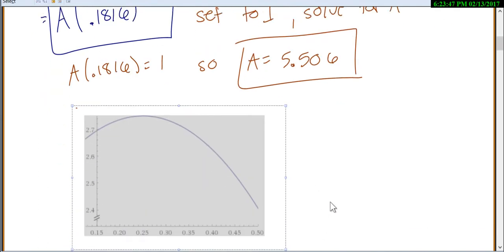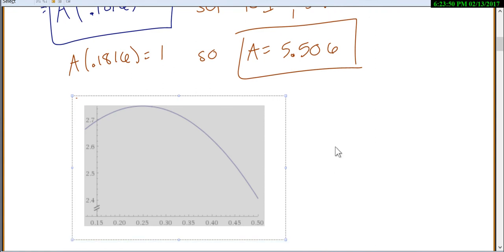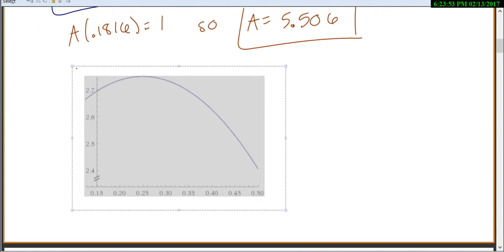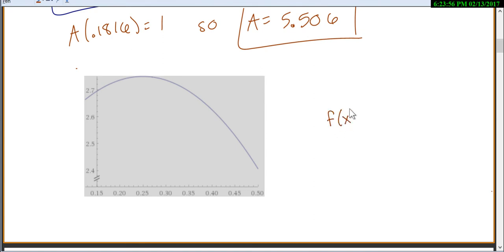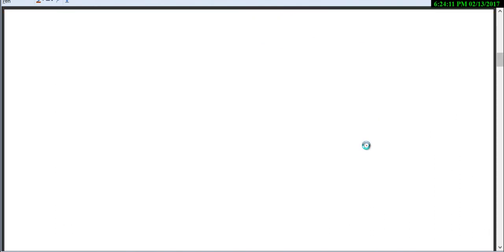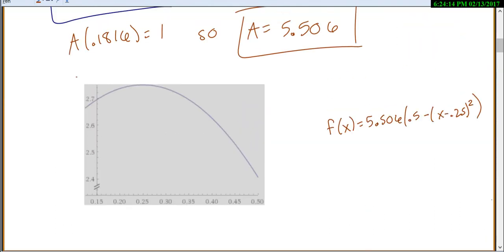And so we've drawn in our PDF. And so that part's not too bad. I guess I should write in what my full PDF is now. So little f of x equals 5.506 times our 0.5 minus x minus 0.25 squared, for x between 0.125 and 0.5. Again, that one was kind of a pain algebraically, but you get there eventually.